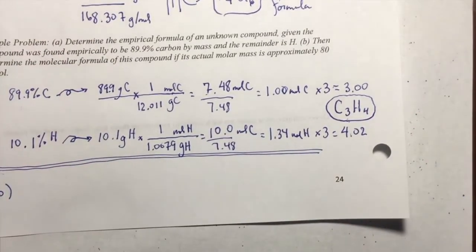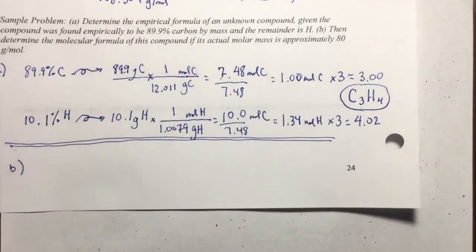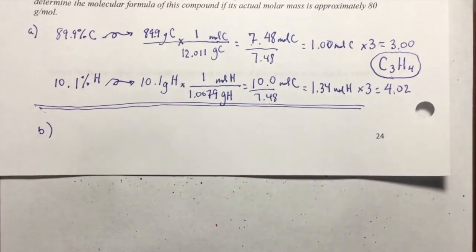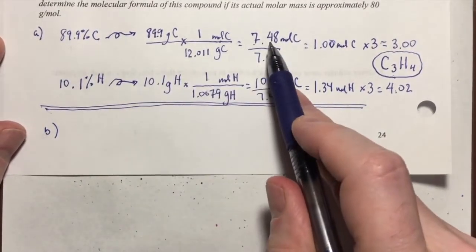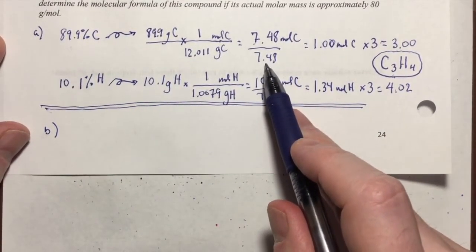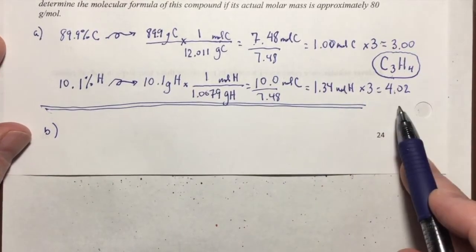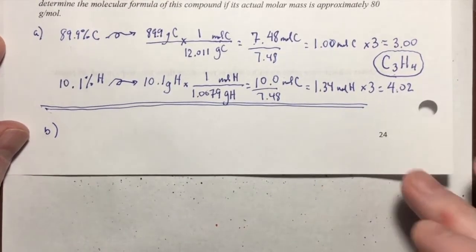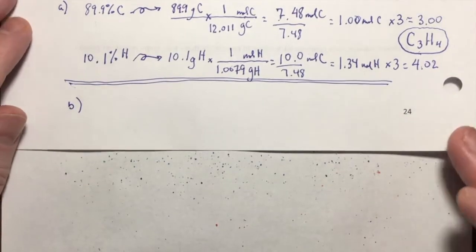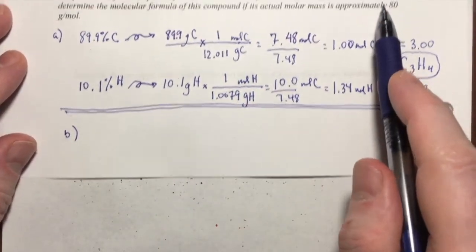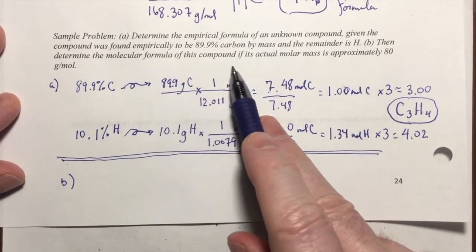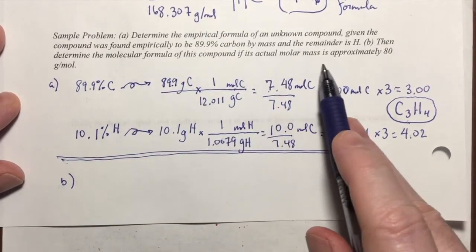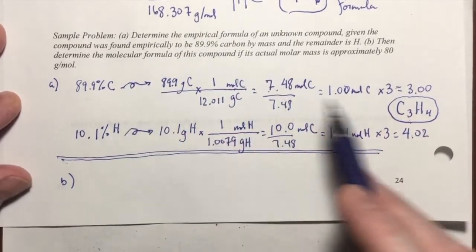So I've solved the first part. I've gotten the empirical formula of this compound. Percent to mass, mass to moles, divide by the smallest, and then multiply until they're all whole numbers. All right, so now I have to do part B of this problem, which is determine the molecular formula of the compound if the actual molar mass is approximately 80 grams per mole.